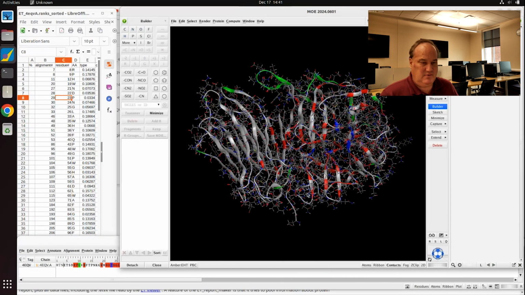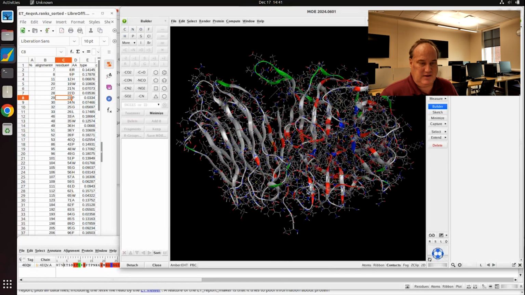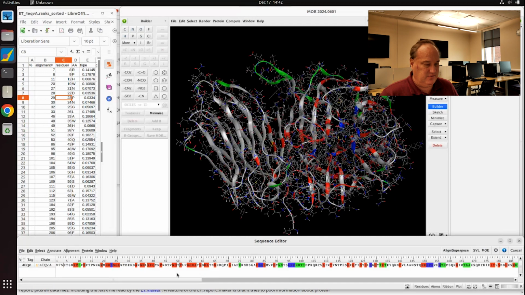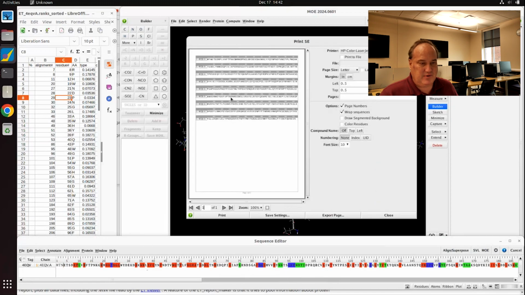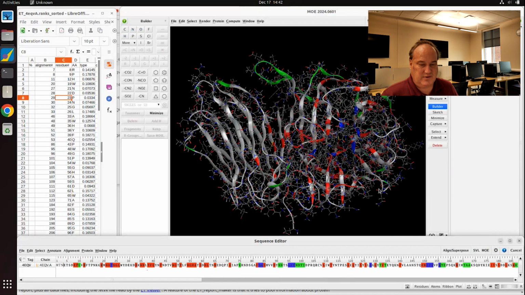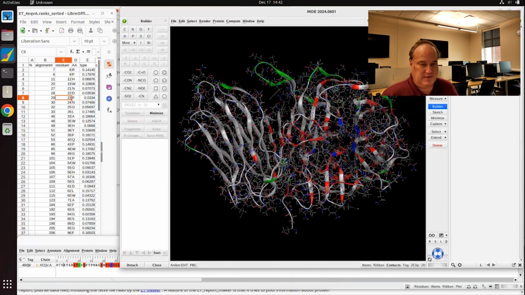All right, welcome back. Now you can see I've got my yeast invertase colored by frustration and evolutionary trace. We can see our sequence editor. Now if I want to look at this data, because we like to report our data in our notebook, I can go to print. When I print this, I can print the sequence on a standard 8.5 by 11 sheet of paper, but it doesn't have all the residues highlighted. But what I can do is color those residues, and now they're highlighted, and then I can print this out to a standard printer and put that in a notebook, right?